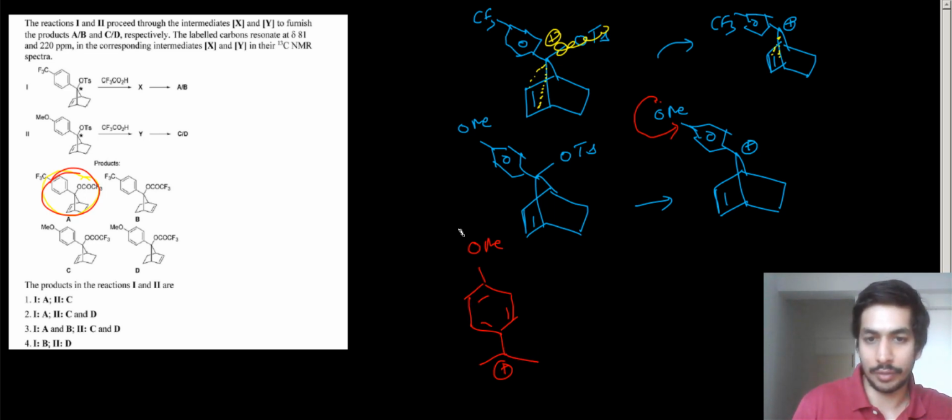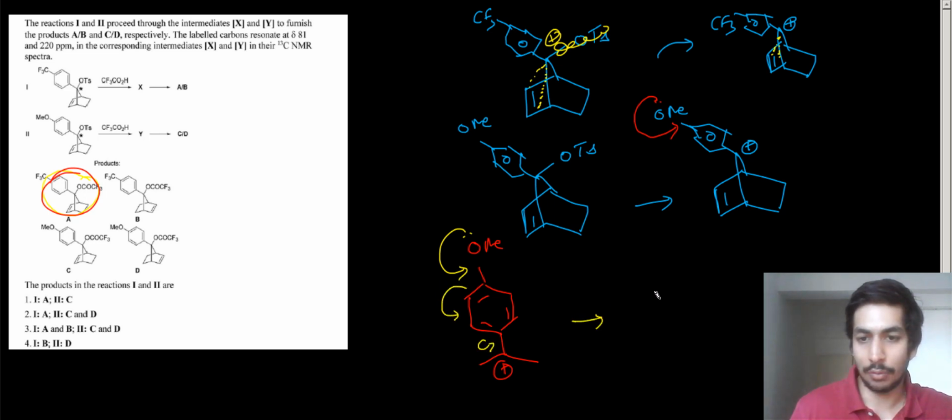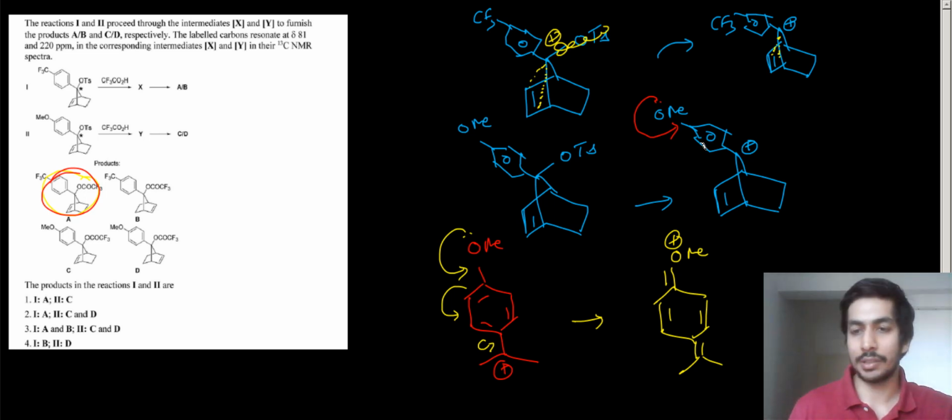If I donate the electrons over here, this bond migrates over here and this bond migrates over here. So ultimately we get stabilization at this carbon also, due to the electron donating effect of the OMe group. So there's competition between the stabilizing effect of the OMe group and the stabilizing effect due to the NGP. But over here, the OMe group dominates, and that is the hint given, that the chemical shift value is around 220 ppm for this carbon. That is the hint given in the question.